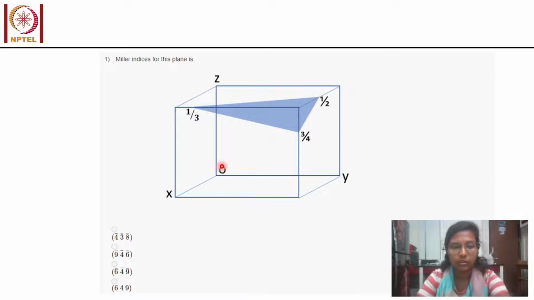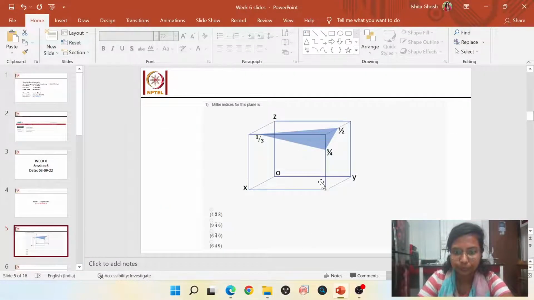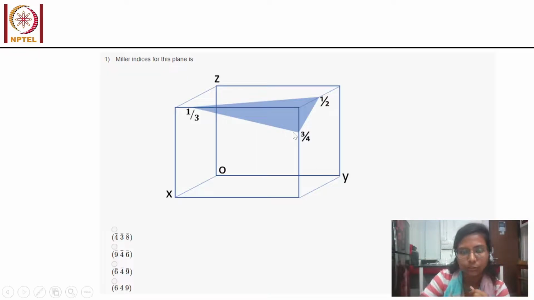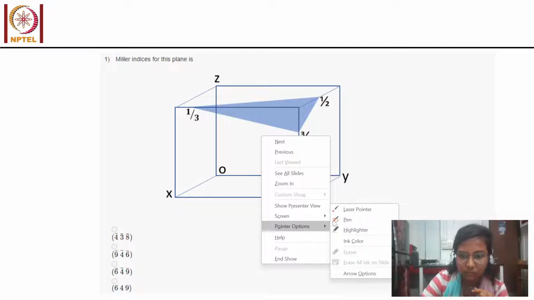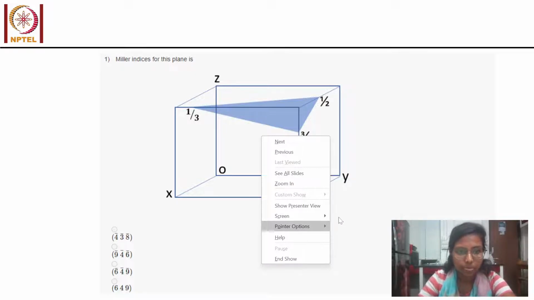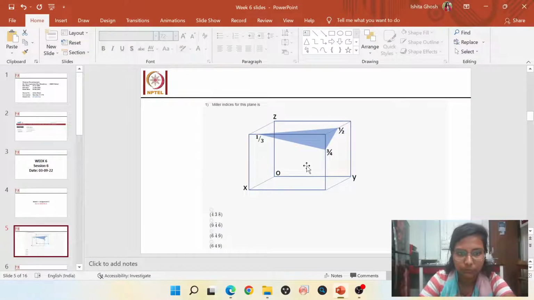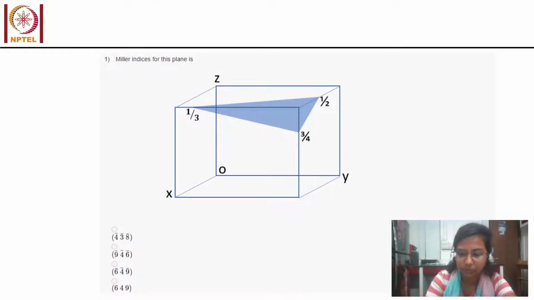What we simply have to do is shift the origin. This shifting of the origin is the solution. There are 4 options given here, so we have to first solve the question to find out which of the 4 answers is true.